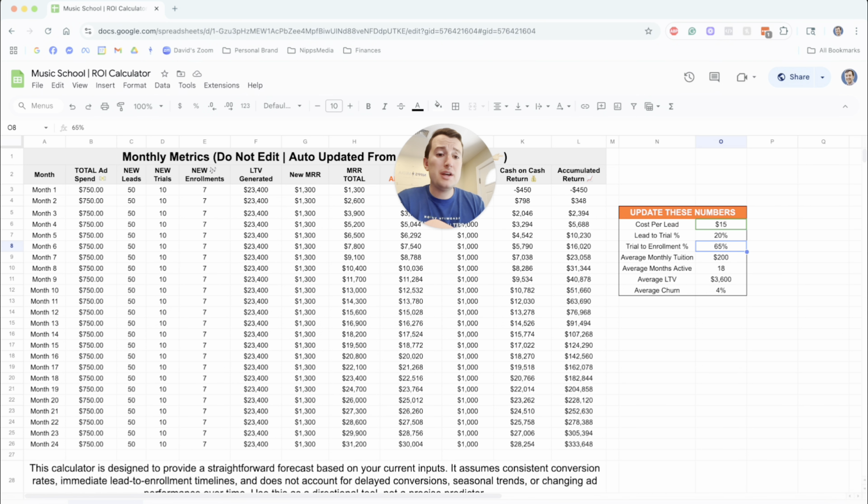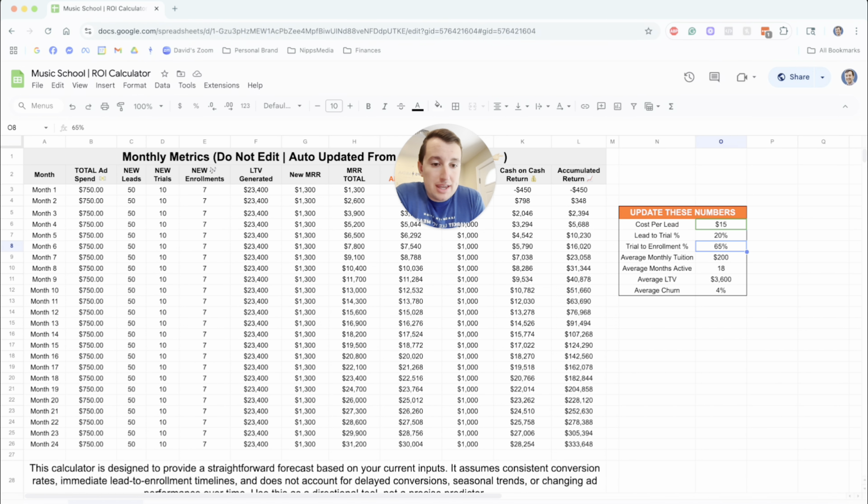Next thing you want to do, and by the way, you want to get the real numbers for your music school, not just using the examples that I'm sharing here, because there's some schools that have a lower cost per lead, but they also have a lower lead to trial percentage. There's some that have a higher cost per lead, but they convert a whole lot more of them. It just depends on your scenario and your market. So make sure that you're putting in your true numbers here.